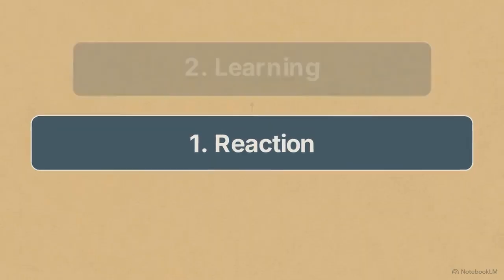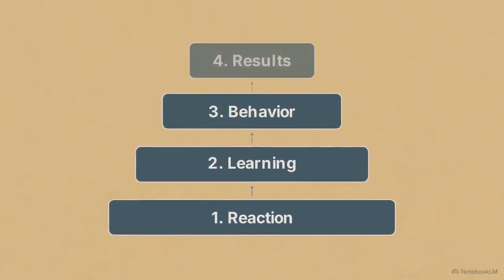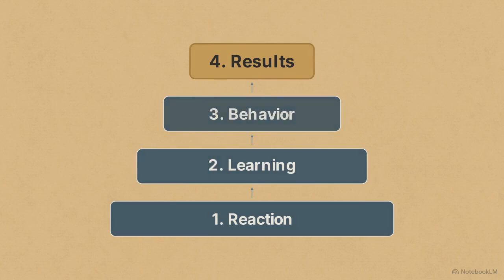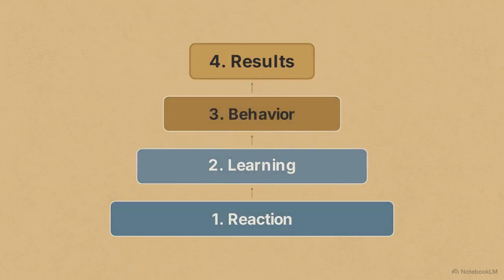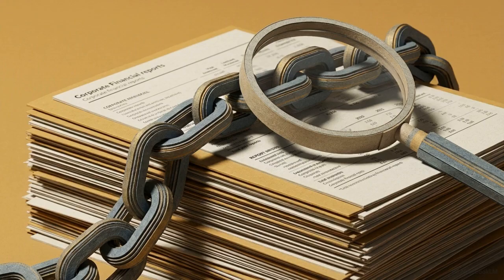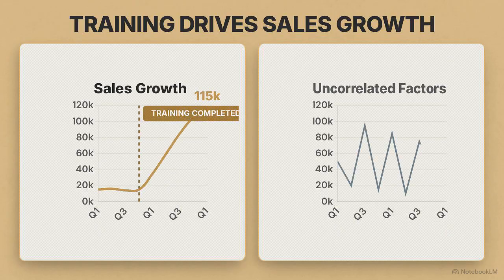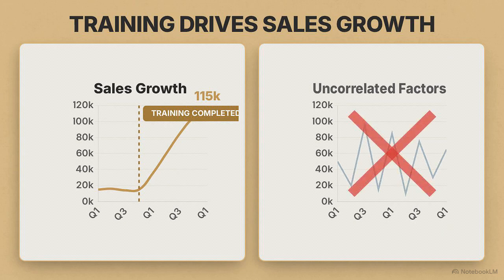Pulling back to view the entire framework reveals that business results cannot exist in a vacuum. Every upward step relies entirely on the data gathered from the tier below it. Learning requires engagement. Behavior requires learning. Results require behavior. This interconnected chain of evidence is what allows an organization to definitively prove that an increase in sales was caused by a specific training initiative, rather than market luck.